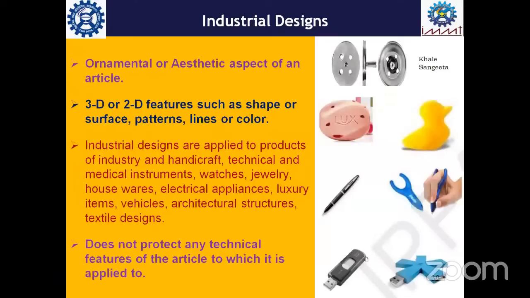And then comes industrial design. As you recollect the flow chart of evolution, if you have an idea that results in a new appearance, you can protect it under industrial design. In this kind of IP, only ornamental or aesthetic aspects are protected. No technical aspect is protected under industrial design. And this kind of IP is applicable to the products of any industry.